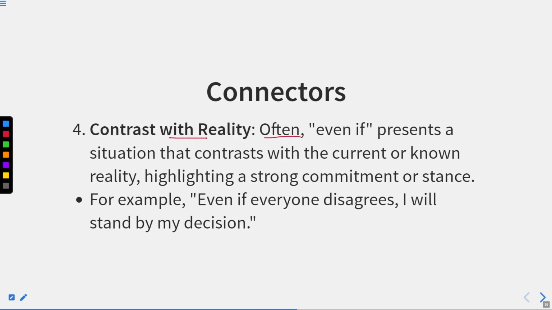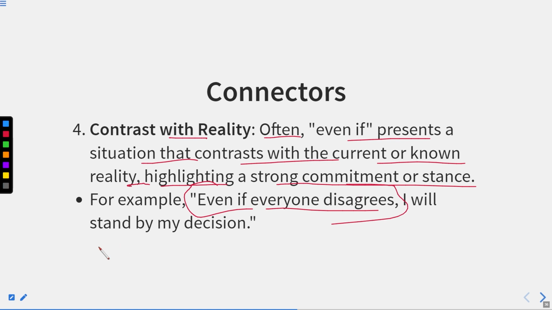Contrast with reality: often even if presents a situation that contrasts with the current or known reality, highlighting a strong commitment or a stance, because it is creating the imagination part. Therefore it always contrasts with something given in the main clause, and it also highlights it. It presents a situation that contrasts with the current or known reality, because it is just an imagination. For example, even if everyone disagrees, I will stand by my decision. So if everyone disagrees, here it can be seen that this will definitely happen.